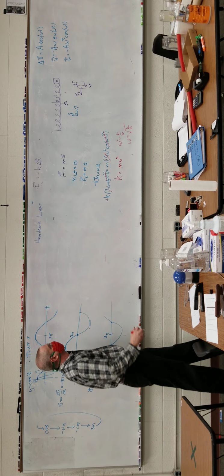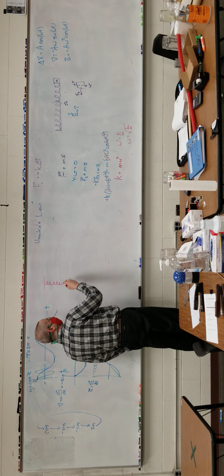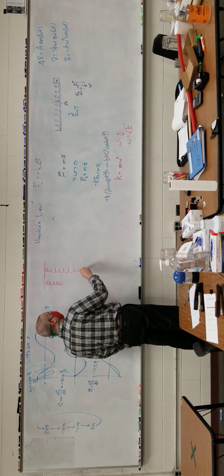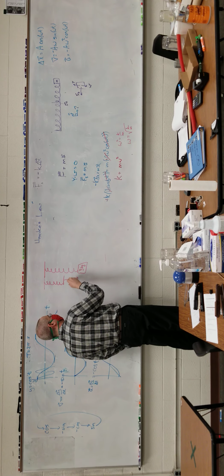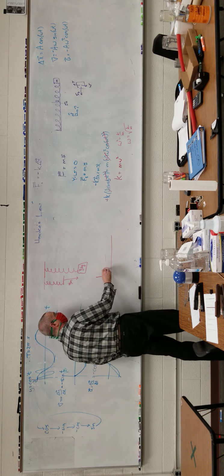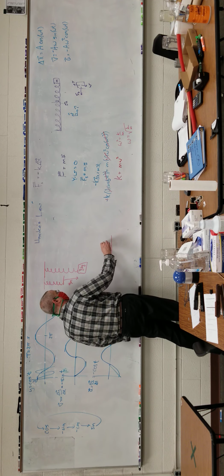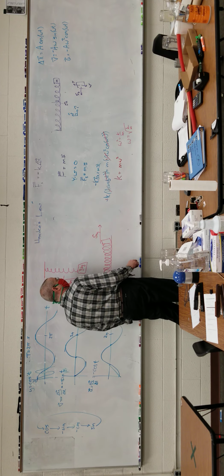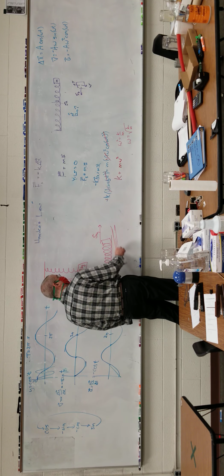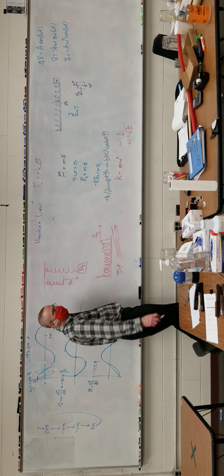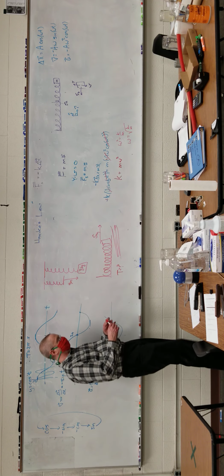So let's actually do a problem. I have a spring hanging vertically. And yes, I do mean to do it vertically here. I then attach a 3 kilogram mass to it, and it stretches 4 meters. I then take that same spring and I put it on a horizontal surface, and I pull it out 5 meters. And let go, so it'll oscillate back and forth. What's my period? What's the period of oscillation?